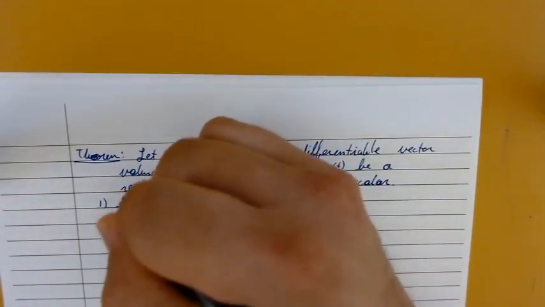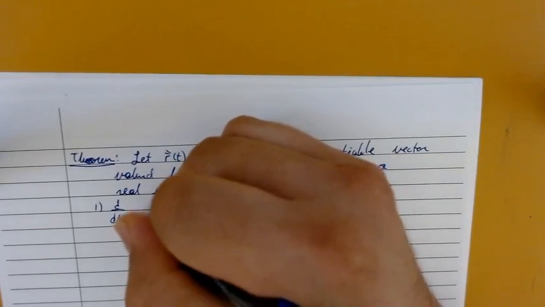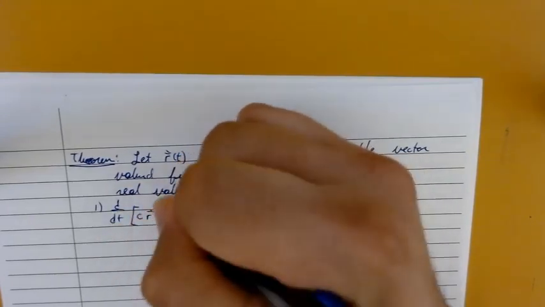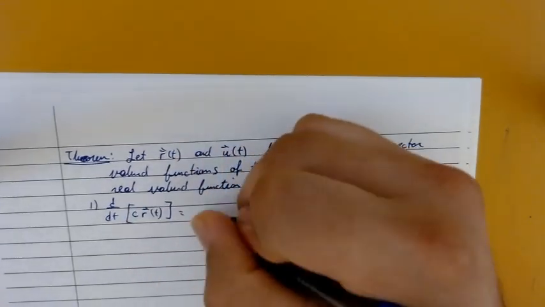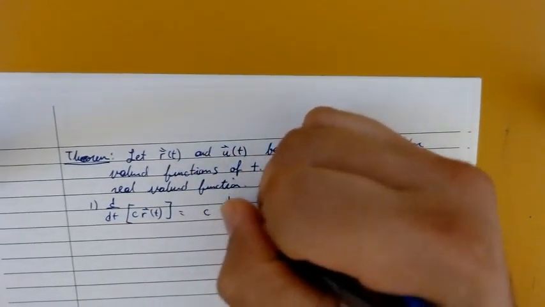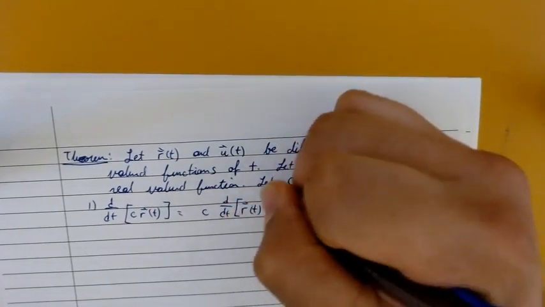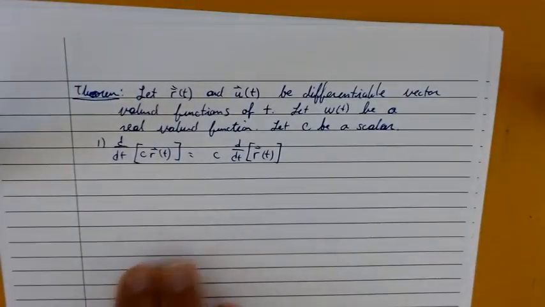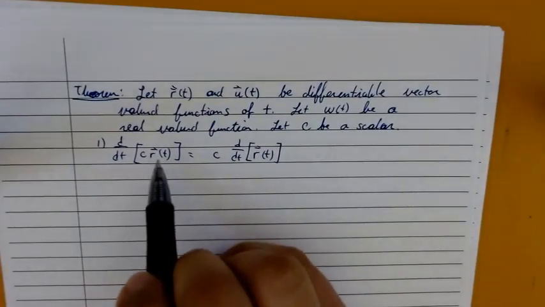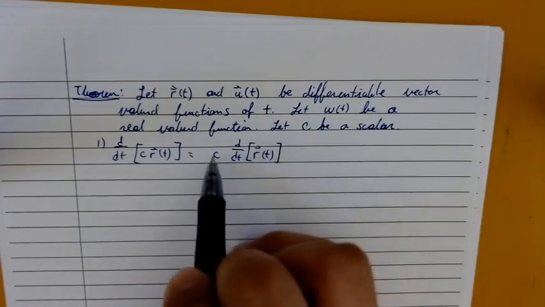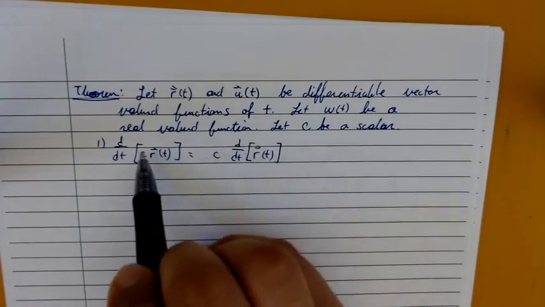The derivative with respect to t of C times R of t is equal to C times the derivative with respect to t of R of t, which is exactly what you've come to expect from a derivative of a real valued function. You take the derivative of a number times a vector, that's really just the derivative of that vector times the number. So you can always take the constant and pull it out.